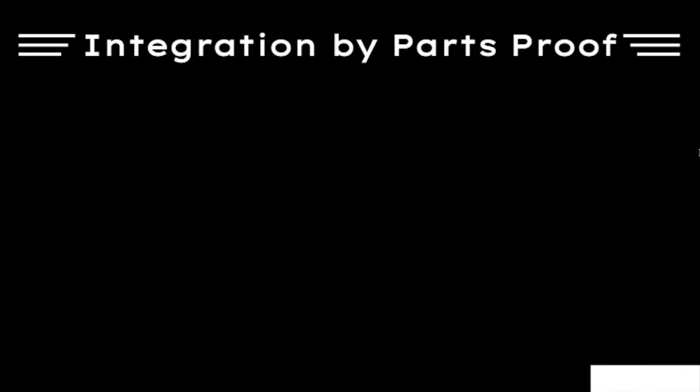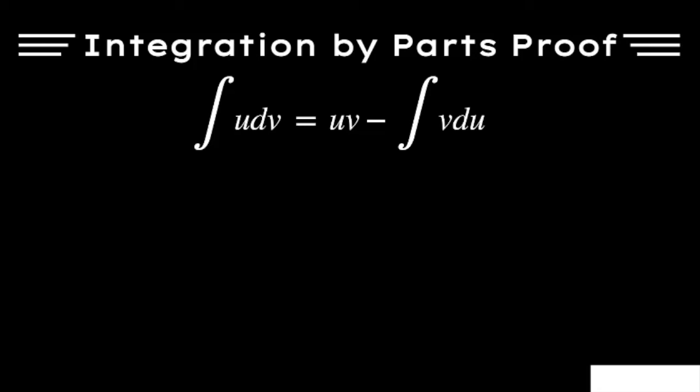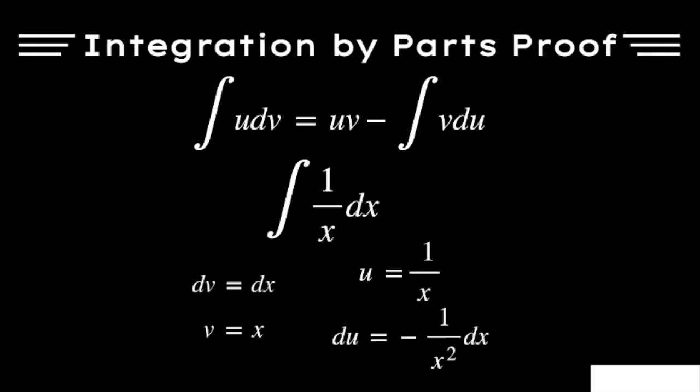The last mathematical fallacy is an integration by parts proof, which is a calculus proof. The formula for integrating by parts is shown above: the integral of u dv is equal to uv minus the integral of v du. For example, if we take the integral of 1 over x dx using integration by parts, we can find the values for u, v, du, and dv, where dv equals dx, v equals x, u equals 1 over x, and du equals negative 1 over x squared dx.